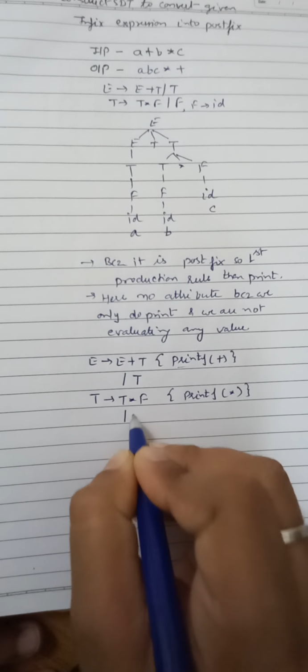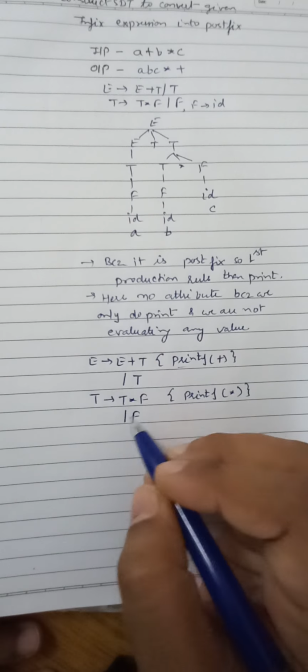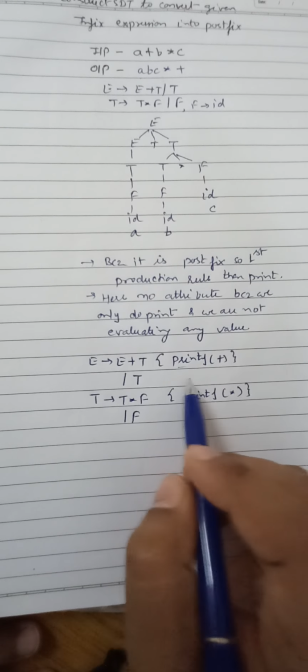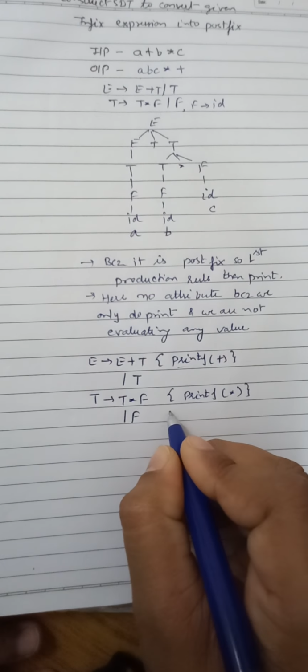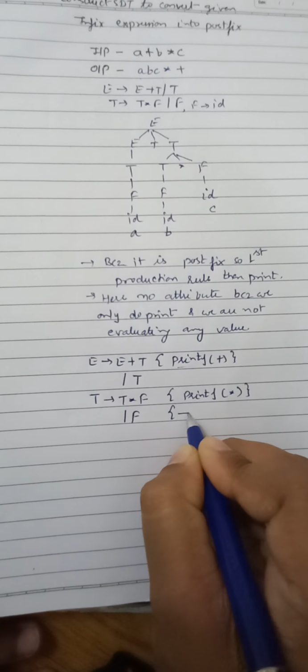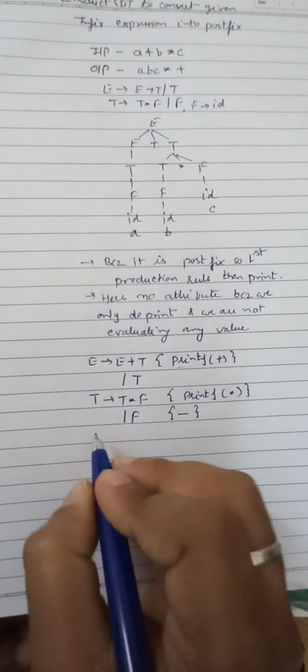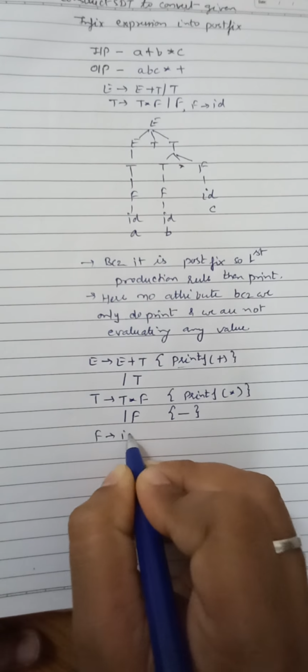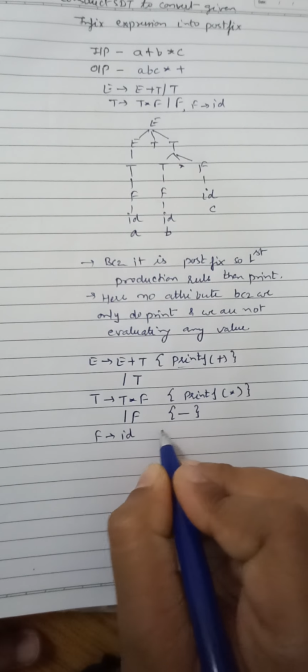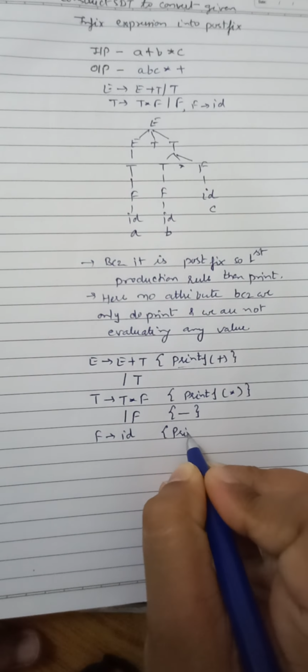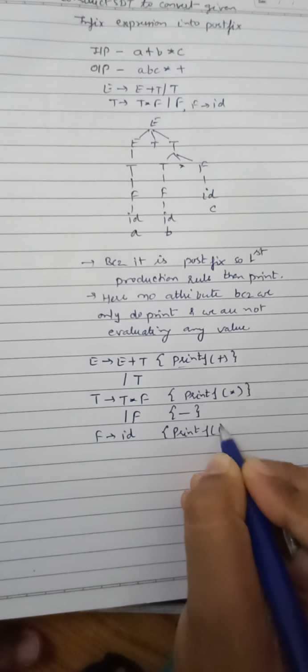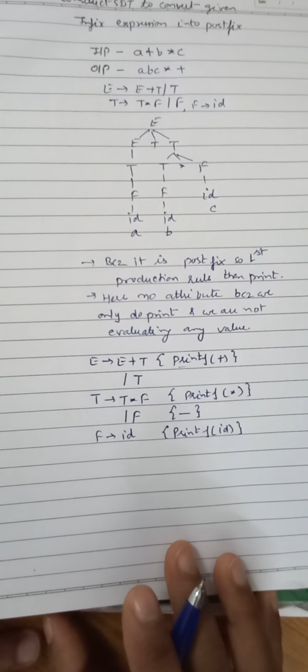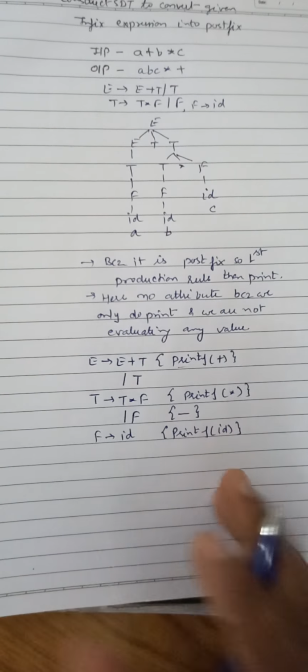And for F, we can leave it like this also, because there is nothing to print. And F tends to id, so we'll write printf id.